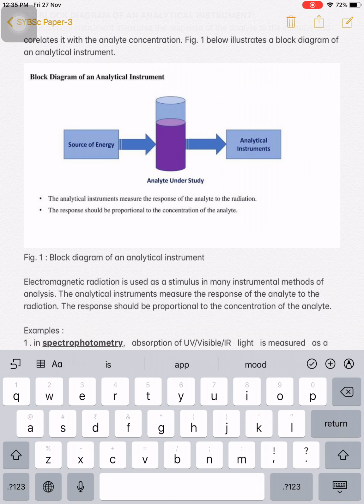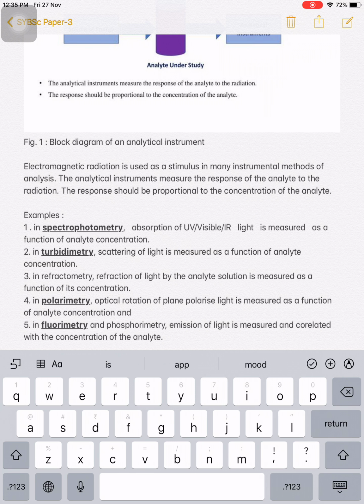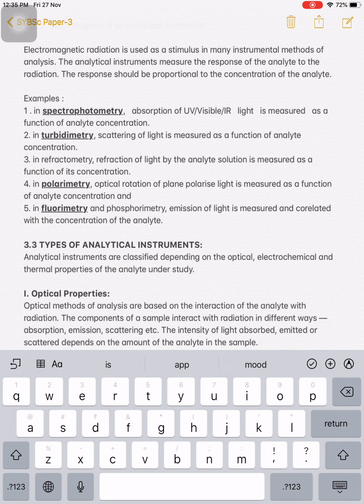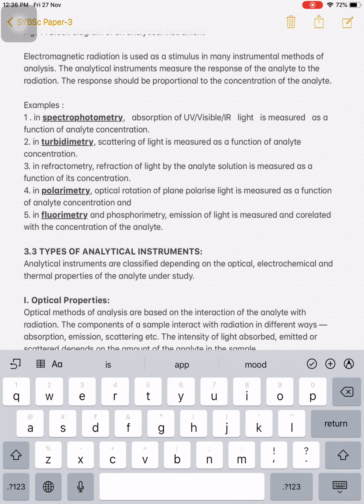the instrument. So electromagnetic radiation is used as a stimulus in many instrumental methods of analysis. The analytical instruments measure the response of the analyte to the radiation. The response should be proportional to the concentration of the analyte. So whatever response we are getting is proportional to how much concentration of that component is in the sample. So there are some examples.